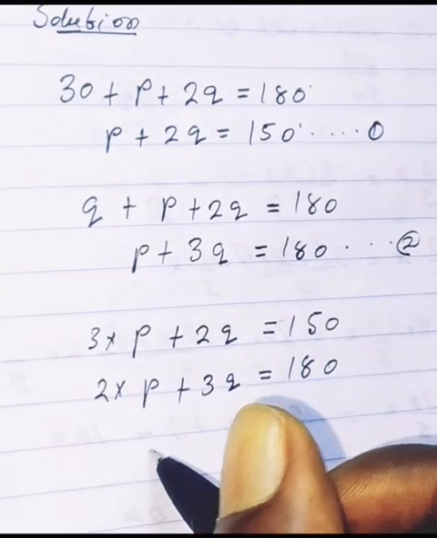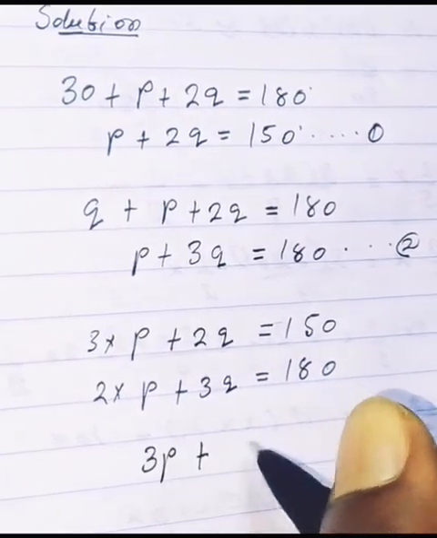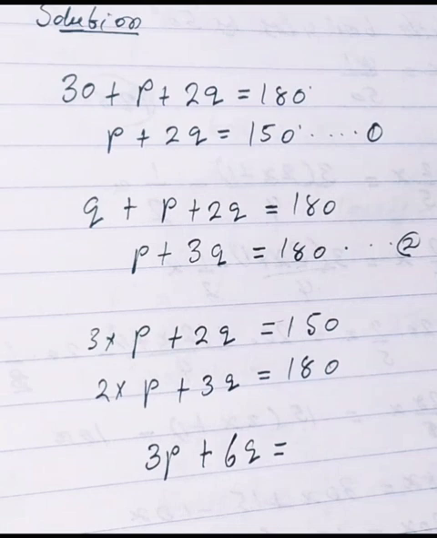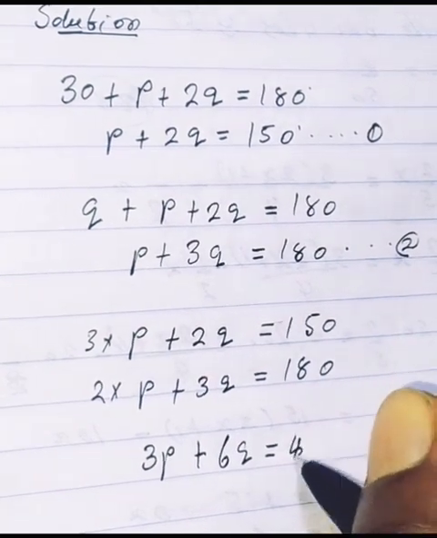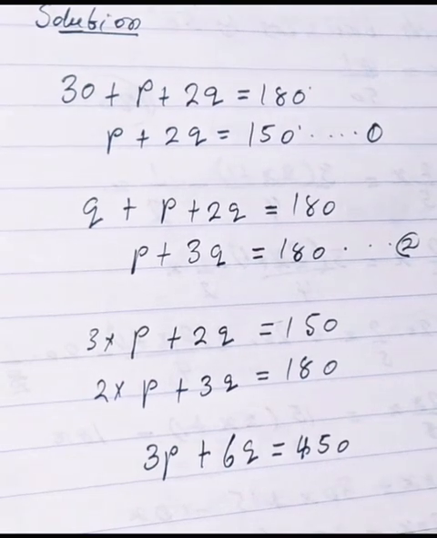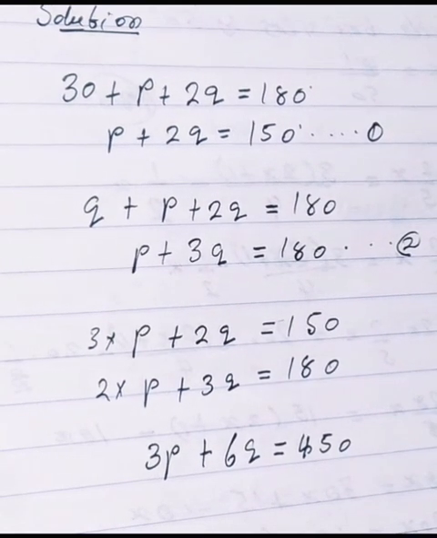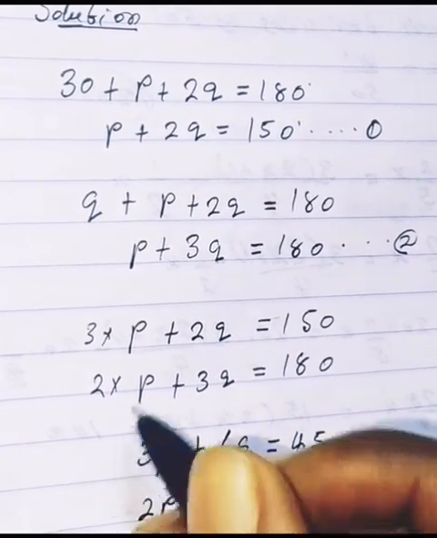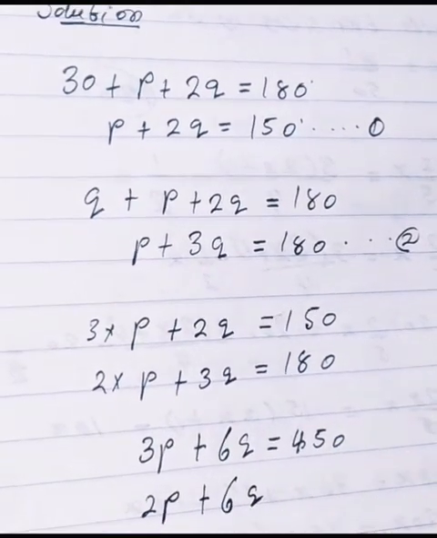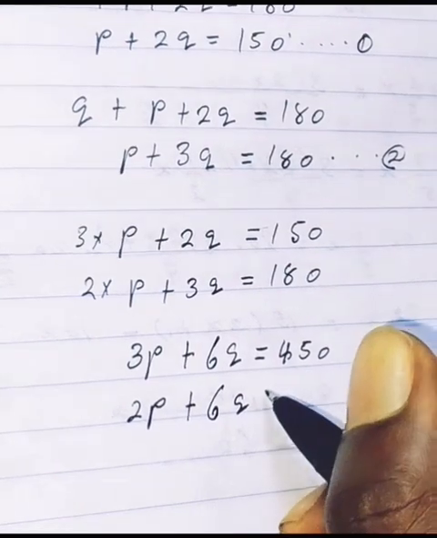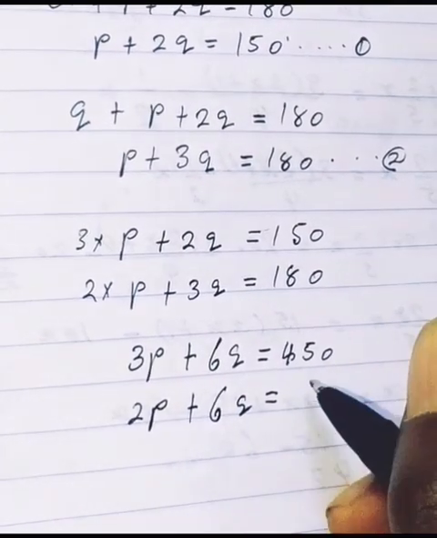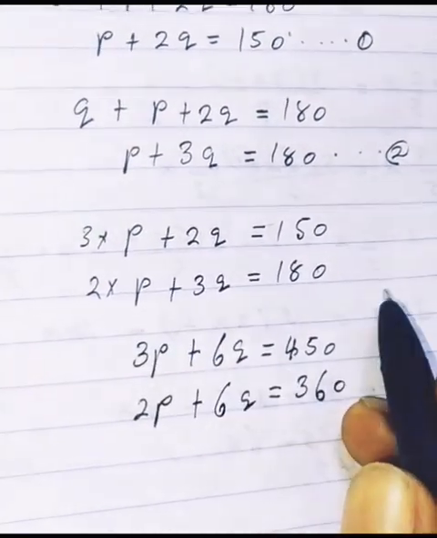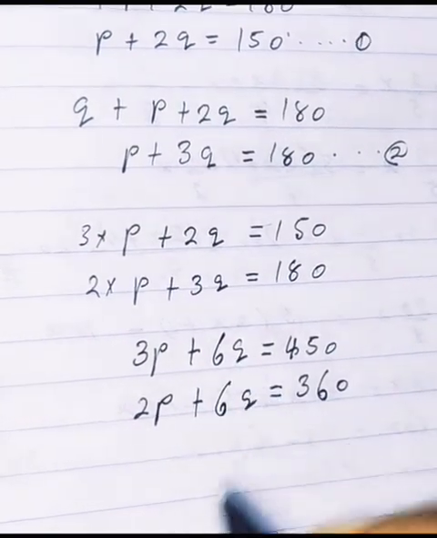Now 3 times p will give us 3p, plus 6q equals 150 times 3, which gives us 450. Now from this part here we continue. 2 times p gives us 2p plus 3 times 2, that's 6q, equals 2 times 180, which gives us 360. We multiply through by 2. Now from this part here we can eliminate this.